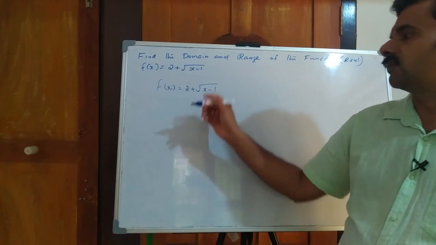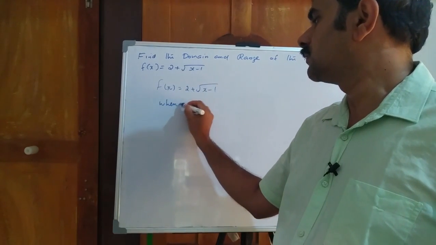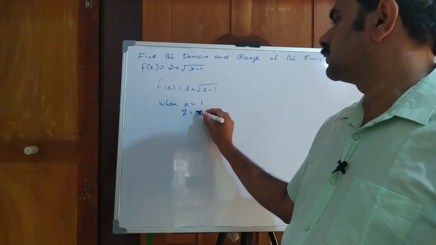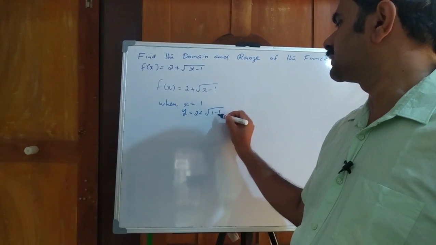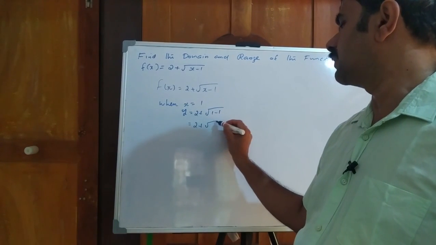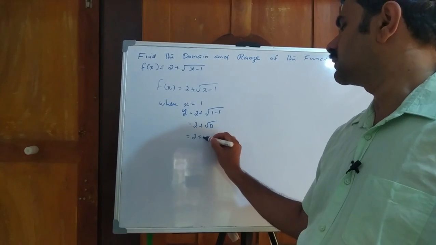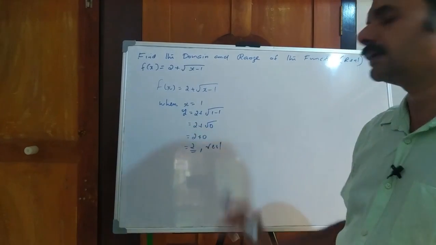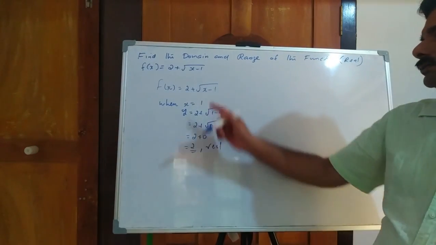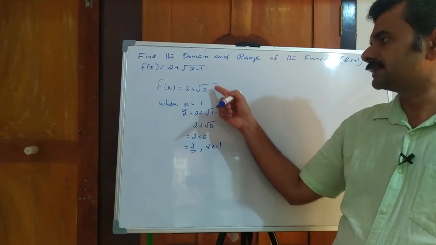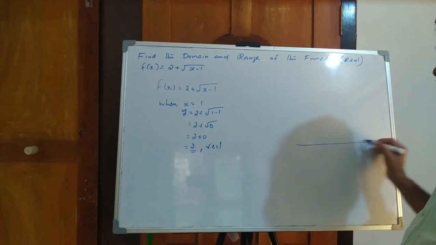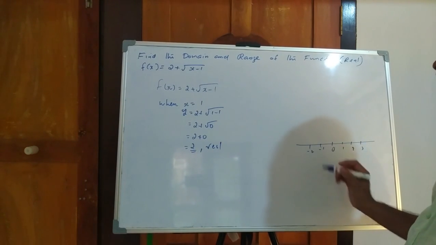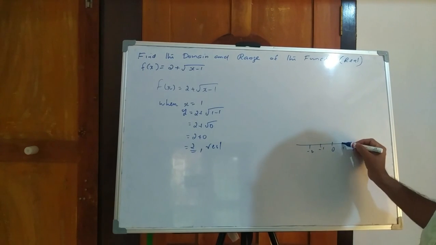What happens when x is equal to 1? When x is equal to 1, then y means f of x, 2 plus root of 1 minus 1, that is 2 plus root of 0, 2 plus 0, that is 2. No problem, it's a real number. Okay, so x is equal to 1 is possible, but x is equal to 0 is not. Draw a number line: 0, 1, 2, 3, minus 1, minus 2. So 0 is not possible, 1 is possible.